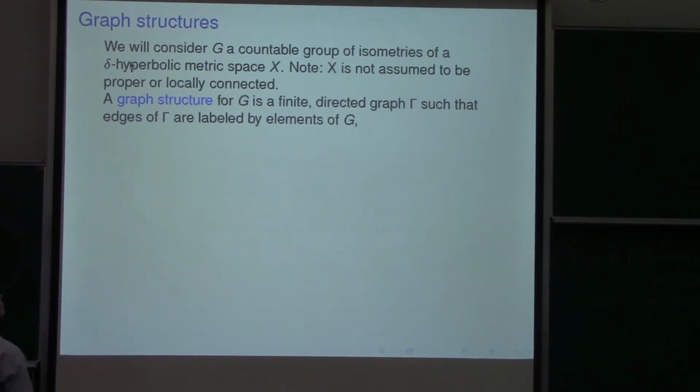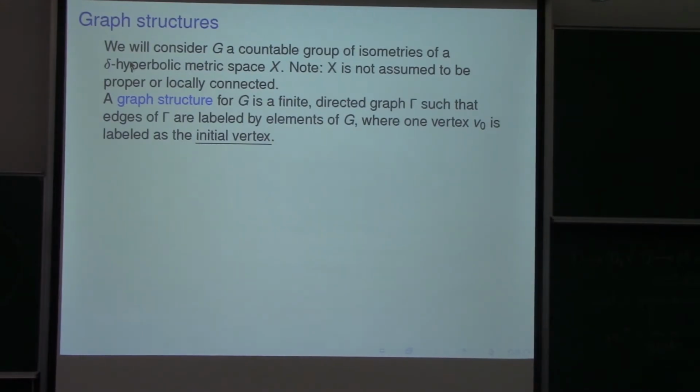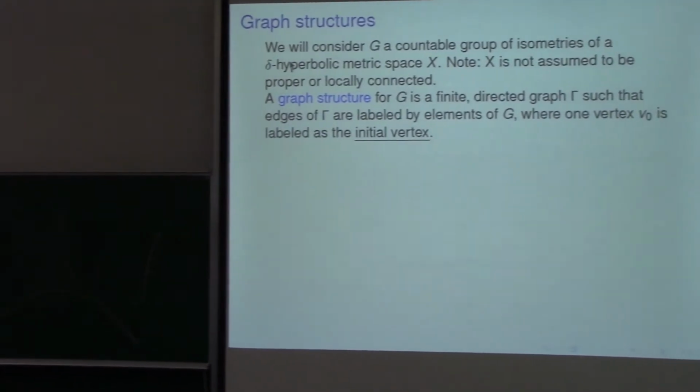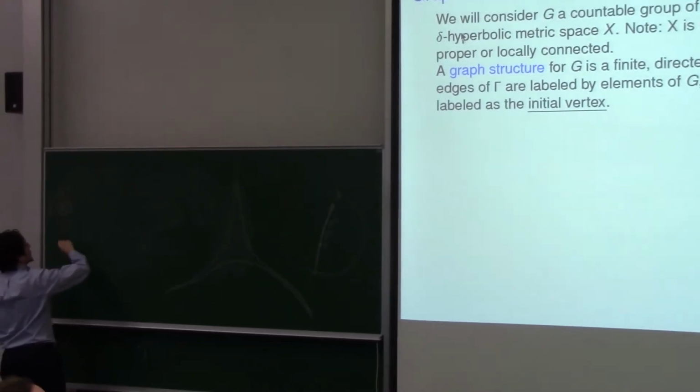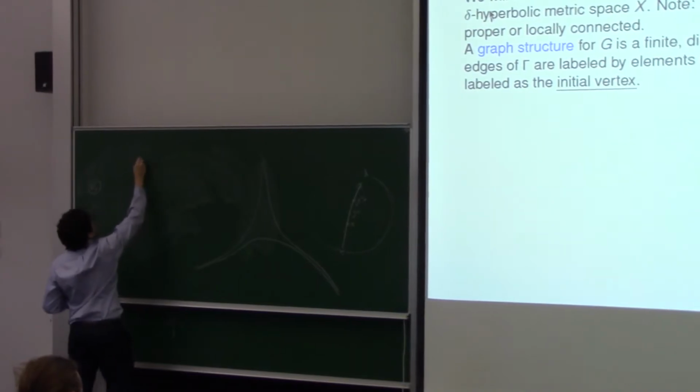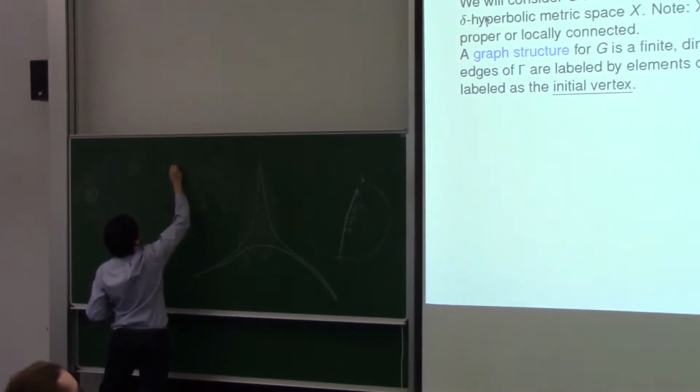The graph structure would be just a finite directed graph, and the edges of the graph are labeled by elements of the group. And there is some initial vertex. So if you have thought at all about automatic groups or things like this, you have seen that, say for the free group, there's a nice way to code geodesics in the free group, which is basically you have the starting vertex, and then you have a graph like this.